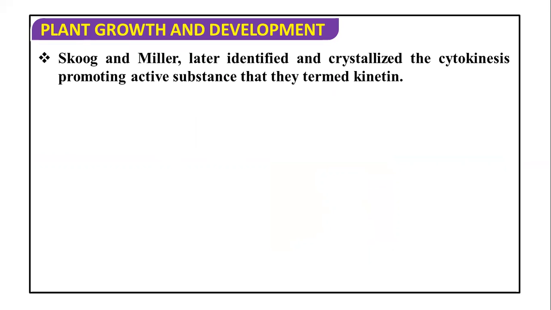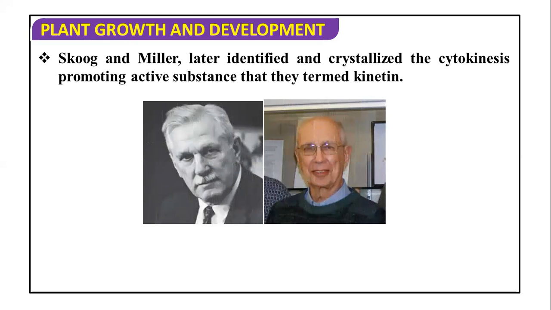But Miller also joined the company of Skoog, and later on Skoog and Miller identified and crystallized the cytokinesis promoting active substance that they termed kinetin. So the cytokinesis promoting substance was identified, crystallized and named kinetin. And kinetin is obviously nothing but N6 furfuryl aminopurine. This is the scientists who worked on this, Skoog and Miller.